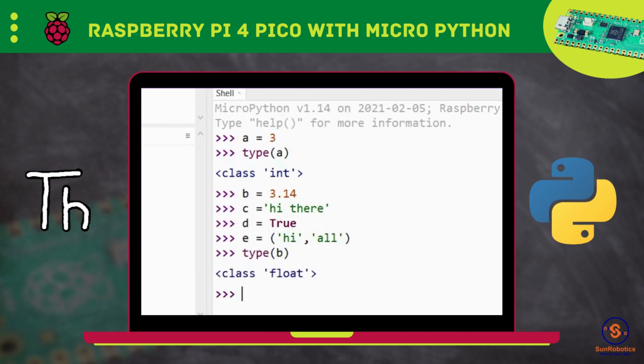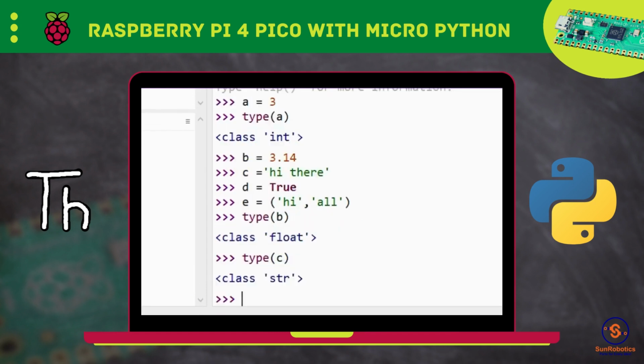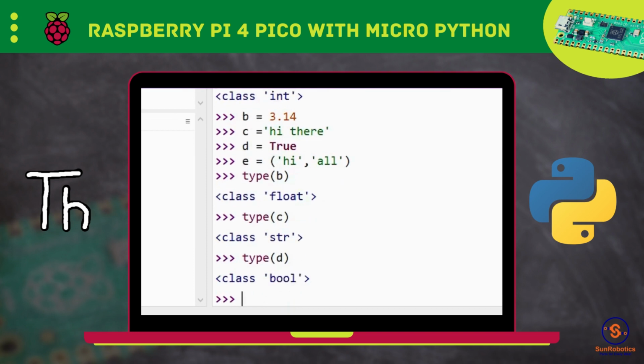b is a float type. c is a string, that's a string type. And d is a boolean. Similarly, you can check for your own cases.